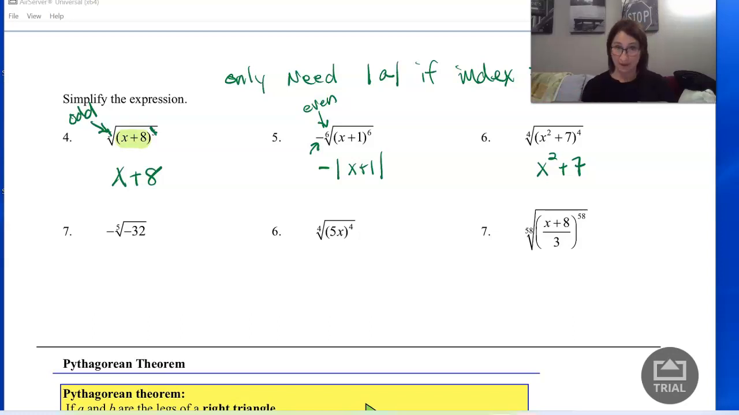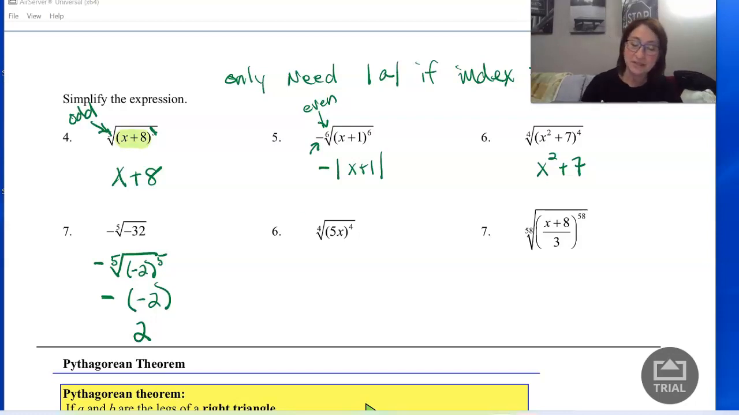For number 7, I can rewrite this as negative the 5th root of -2 to the 5th. -2 to the 5th gives me -32. But because my index is odd, I do not need absolute values. This is going to be the negative of that base, -2, which is a +2.